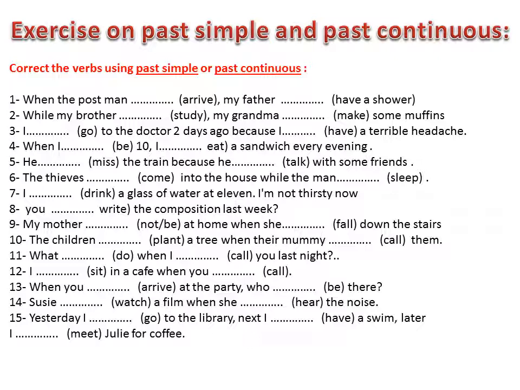To form the past simple, we use the second form of the verb. But to form the past continuous, we use the subject plus was or were plus the gerund. And if there is more than one action in the sentence, we use the past simple with the short action and the past continuous with the longer one.